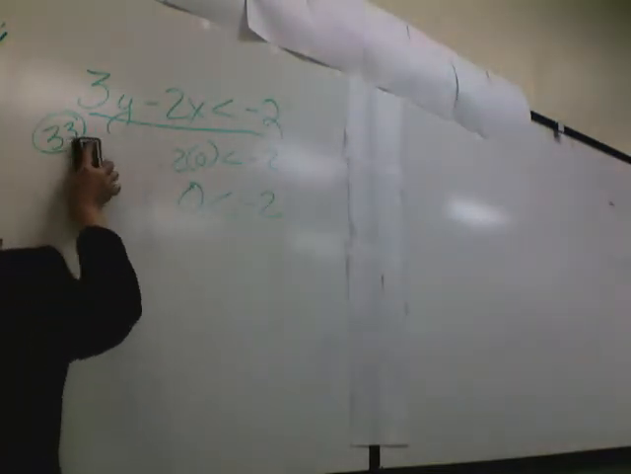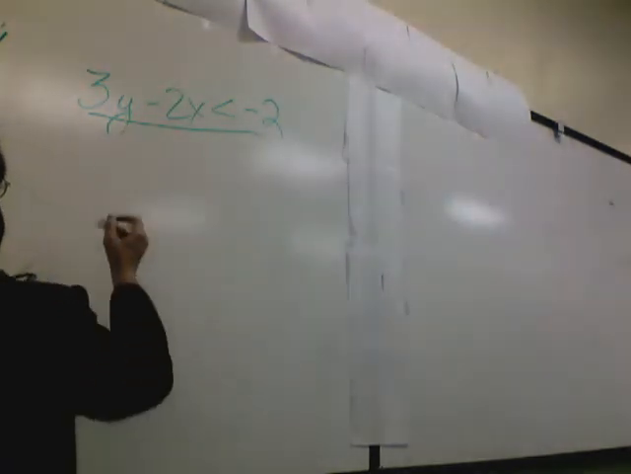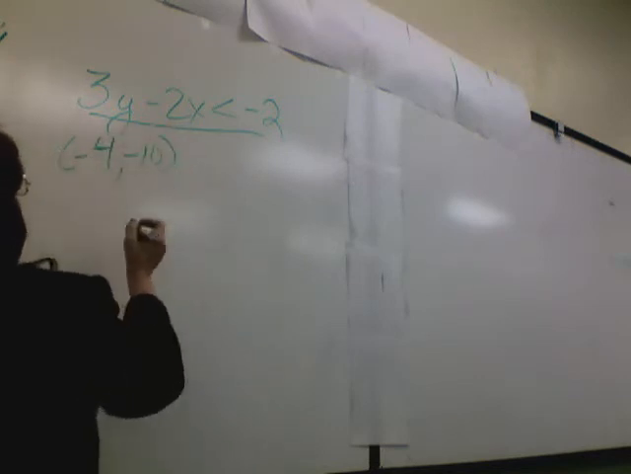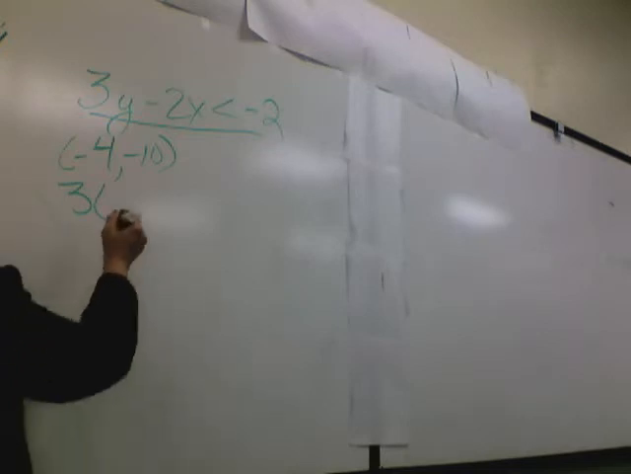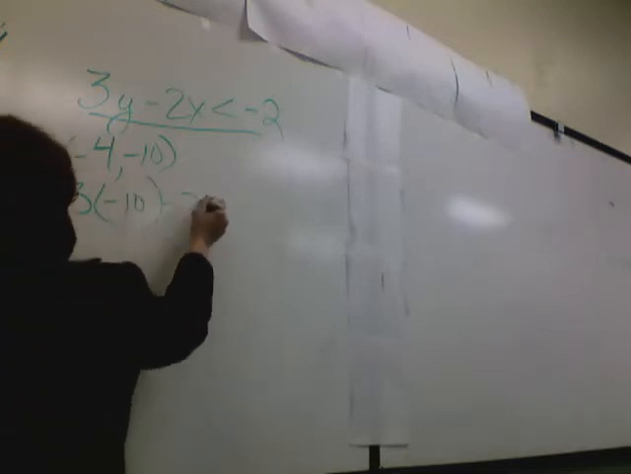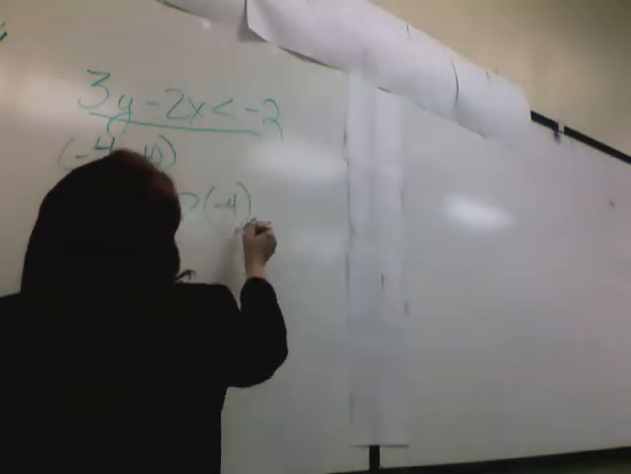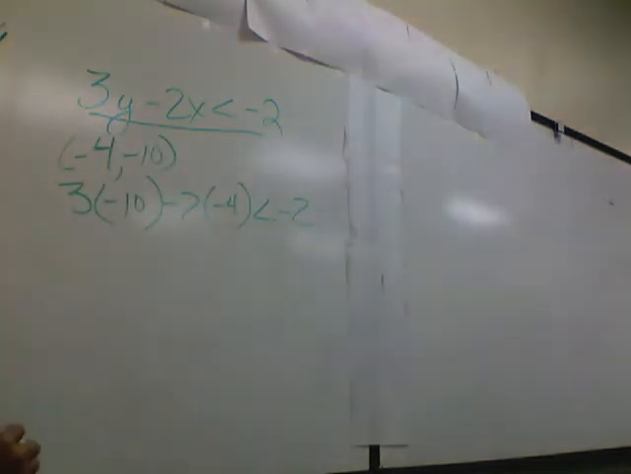So I need the points for 34. What were the points? -4, -10. So 3 times the y. Which one's y? -10. Minus 2 times the x is, what's the x? -4. Is that less than -2? Okay, 3 times -10?